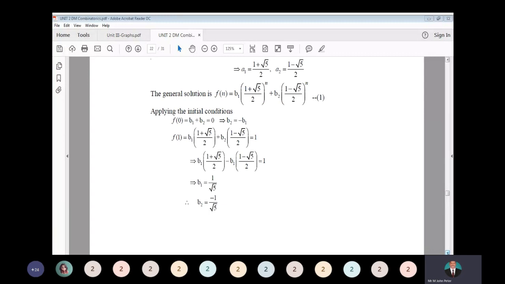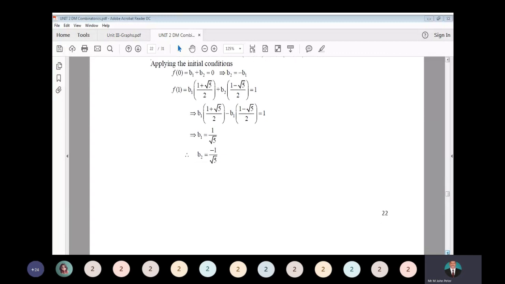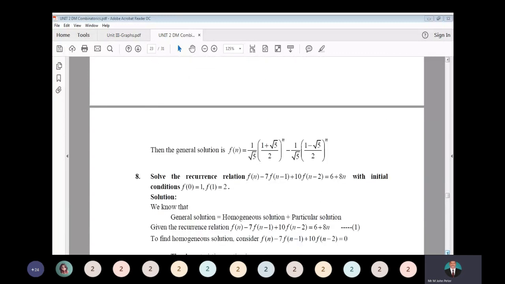You can take the whole divided by 2 and cross multiply, otherwise break the fractions and simplify, you will get b1 equal to 1 by root 5 and b2 equal to minus 1 by root 5. So the unknown values are identified, and the general solution is f of n equal to 1 by root 5 into ((1 plus root 5) by 2) whole power n minus 1 by root 5 into ((1 minus root 5) by 2) power n.